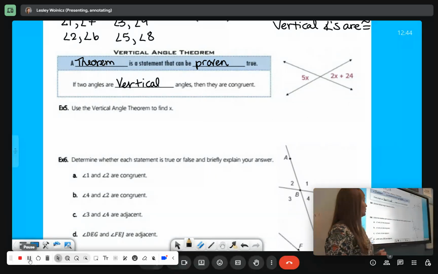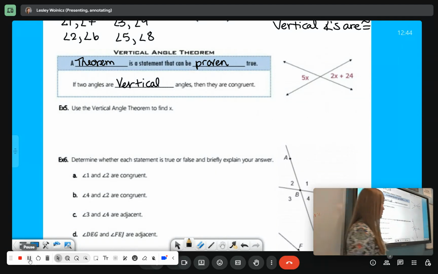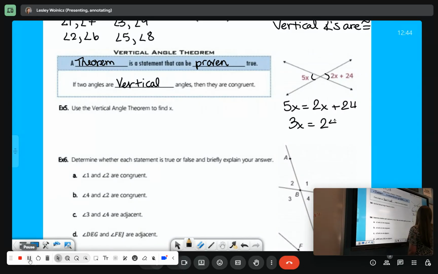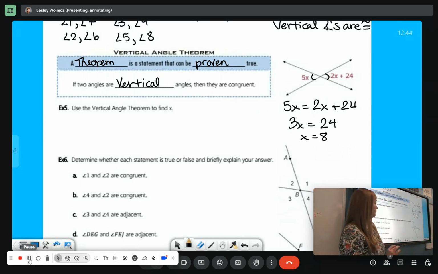So we are going to use our vertical angle theorem to find x. What do I know about these two angles? They're congruent because they are vertical angles. If they are congruent, they have the same measure, so I'm allowed to set them equal to each other. So I get 5x equals 2x plus 24. Subtract away the 2x. x equals 8. Easy.